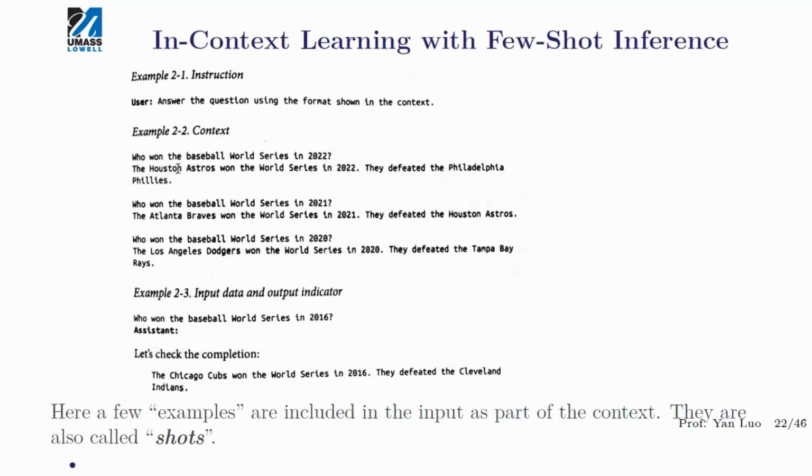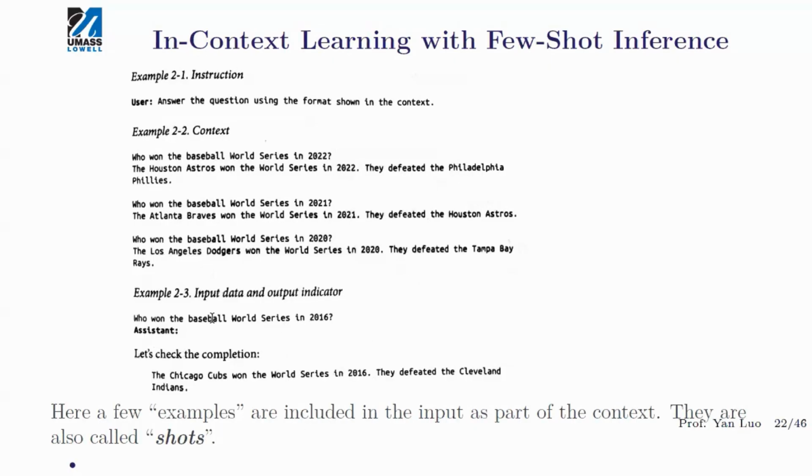In this case, we have a few examples. Who won the baseball World Series in 2022? So we gave the model this answer. Houston Astros won the World Series in 2022. They defeated Philadelphia Phillies. And similarly, we give another example. Who won the baseball World Series in 2021? The Atlanta Braves won the World Series 2021. They defeated Houston Astros, and so on. We can give a few examples. And then after that, we can have the question, who won baseball series in 2016?